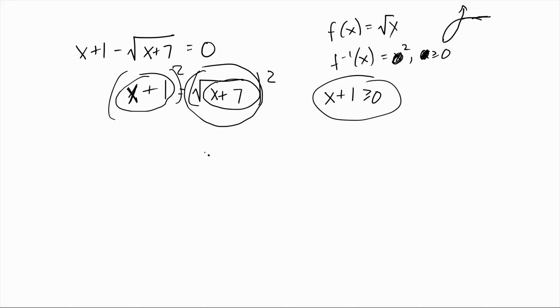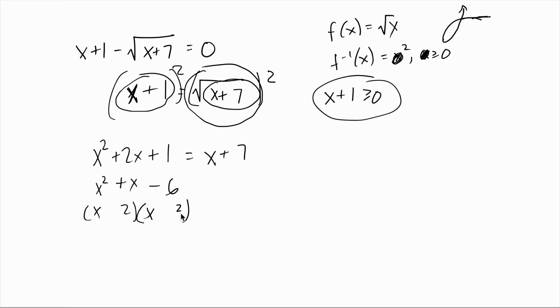And then what happens? We get x plus 7 is equal to, squaring that out, x squared plus 2x plus 1. Subtract off x, subtract off 7, we get x squared plus x minus 6 equals 0, and this is actually factorable. We get x minus 2 times x plus 3. So when this is 0 or that is 0, x is 2 or x is negative 3. But notice, we had an assumption, which means that x must be greater than or equal to negative 1.